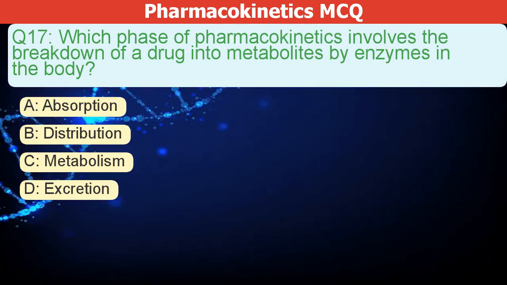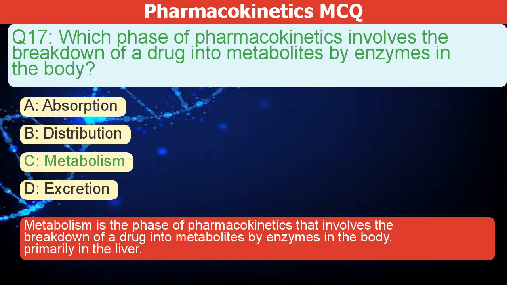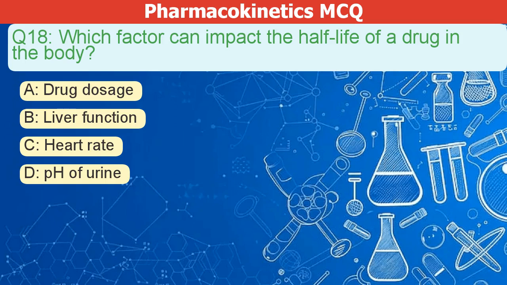Which phase of pharmacokinetics involves the breakdown of a drug into metabolites by enzymes in the body? A. Absorption. B. Distribution. C. Metabolism. D. Excretion. The correct answer is C. Metabolism is the phase of pharmacokinetics that involves the breakdown of a drug into metabolites by enzymes in the body, primarily in the liver.